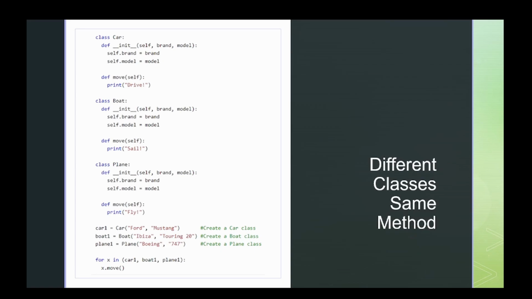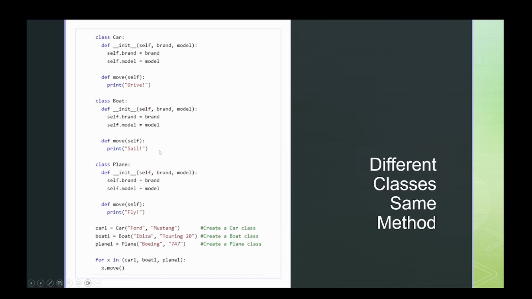So we can say different classes can use the same methods. So for example, here I've got a car, a boat, and a plane. And I can define a method called move in all of them because all 3 of them move. A car moves by driving, a boat moves by sailing, and a plane moves by flying. So here I've created a class car, I'm giving it a brand and a model, and I'm saying that if I tell a car to move, it's going to drive.